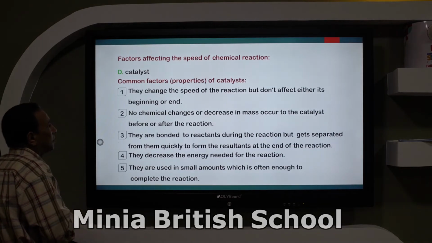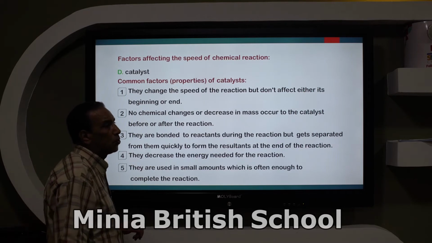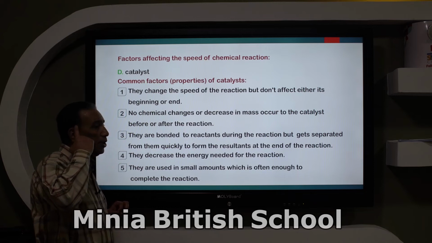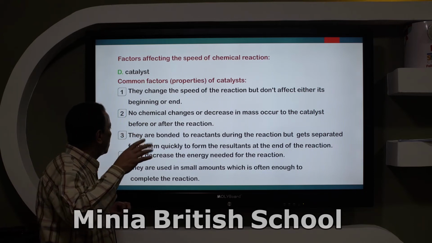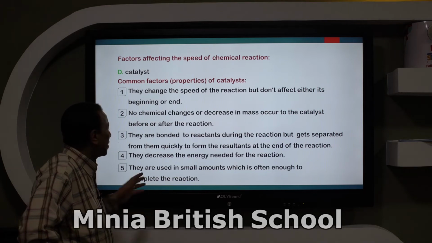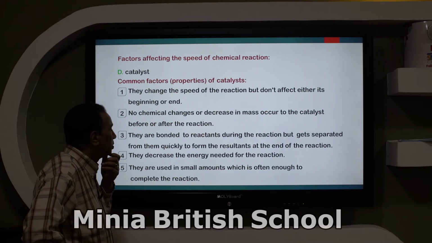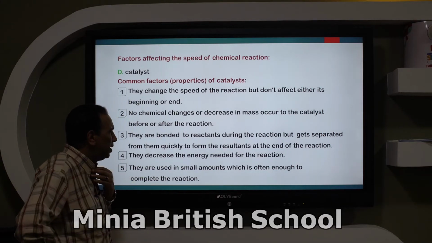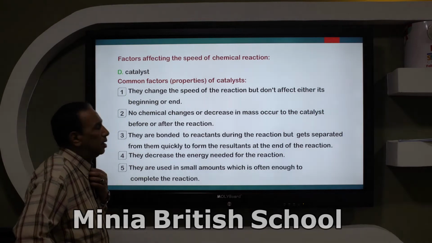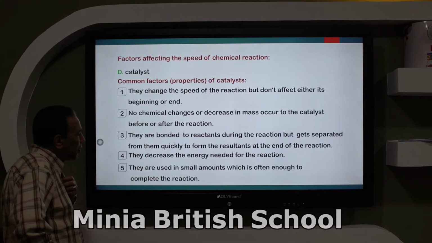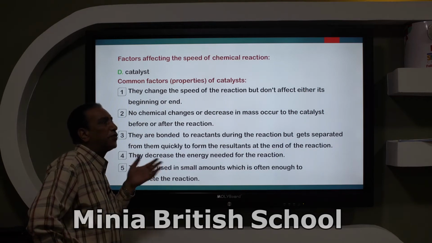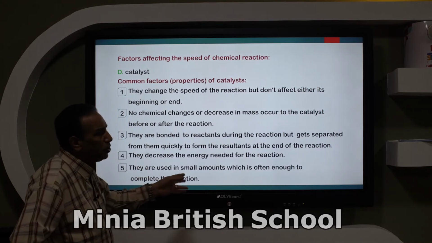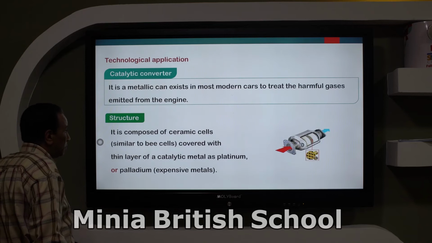The properties of the catalyst: it changes the speed of the chemical reaction without itself being changed. No chemical change in its mass or its color before or after the chemical reaction. They bond to the reactant molecules and then separate from them quickly to form the product at the end of the reaction. It decreases the activation energy of the reaction, or decreases the amount of energy needed for the reaction, and is usually used in small amounts.